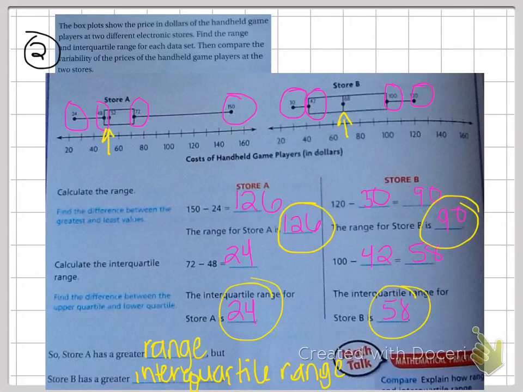So at store A, most of the games are around the same price, except for our least expensive and our most expensive, whereas at store B, their prices range greatly from cheap to expensive, and even the ones in the middle vary greatly in their price compared to store A.